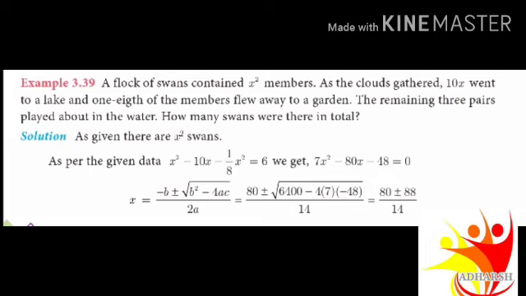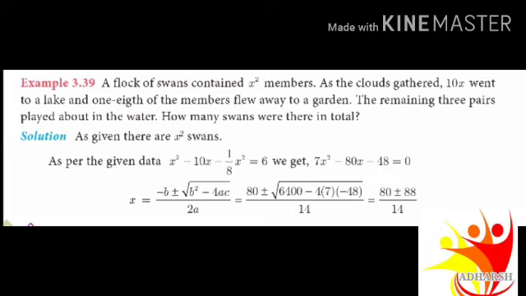So went to a lake means subtract the total value. 1/8 of the members flew away to a garden means that's also subtract from the total number of swans. Remaining 3 pairs, 1 pair equal to 2 swans, therefore 3 pairs equal to 6. The given data: x square minus 10x minus 1/8 of the members, that is 1 by 8 x square. The total number of swans is x square, equal to 3 pairs, 6.